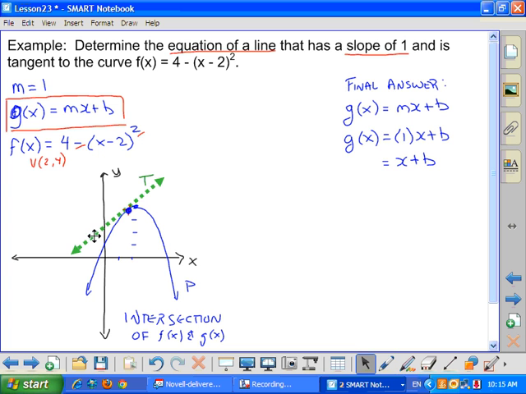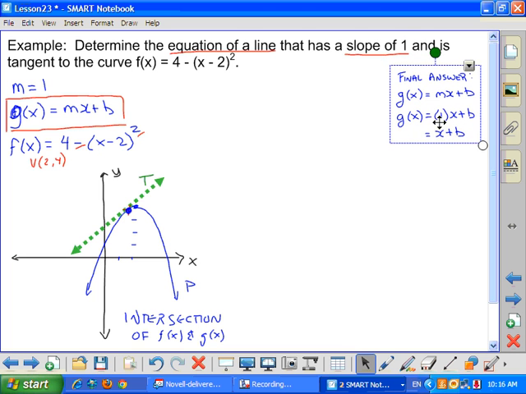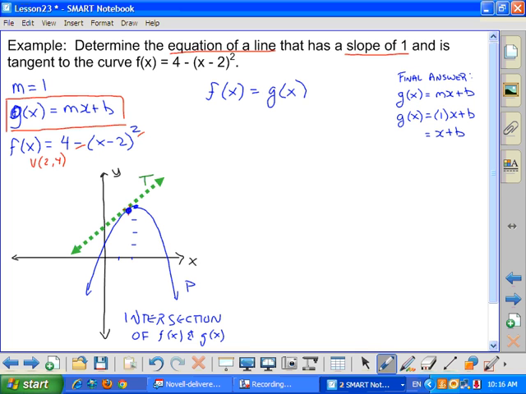So in the rough work then, again, this final answer, I'm going to keep it off to the side. It's just kind of helping me know where I was heading. So I need to know a b value. Therefore, up here, f of x has to equal g of x, and that's because of this statement right here: a tangent only meets at one point. We want to know the point. So doing a substitution, 4 minus the quantity x minus 2 squared equals x plus b. So we're going to have to go ahead and solve this.